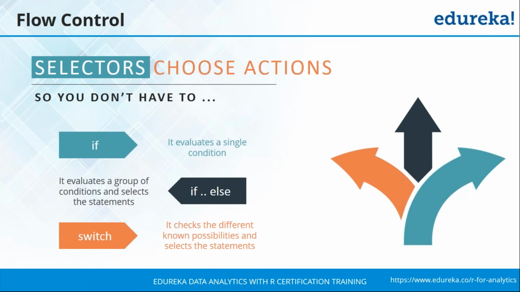Now, talking about selector statements, they have just a simple aim, that is they choose certain set of operations after evaluating a condition so that you don't have to bother about the exact detail. Now, there are mainly 3 selector statements. You have if, else and switch.